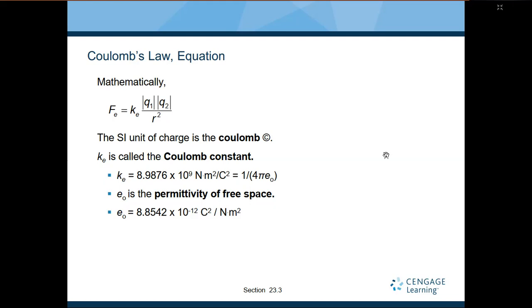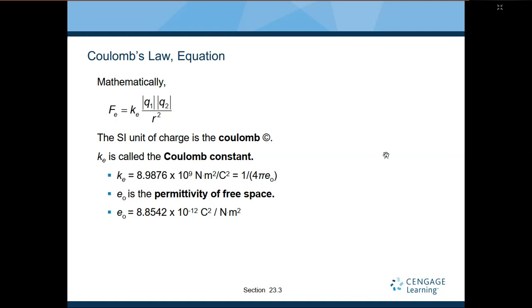I'll be continuing my discussion regarding the application of Coulomb's Law in problem solving. But before we proceed in that discussion, let us have a short recap regarding Coulomb's Law.